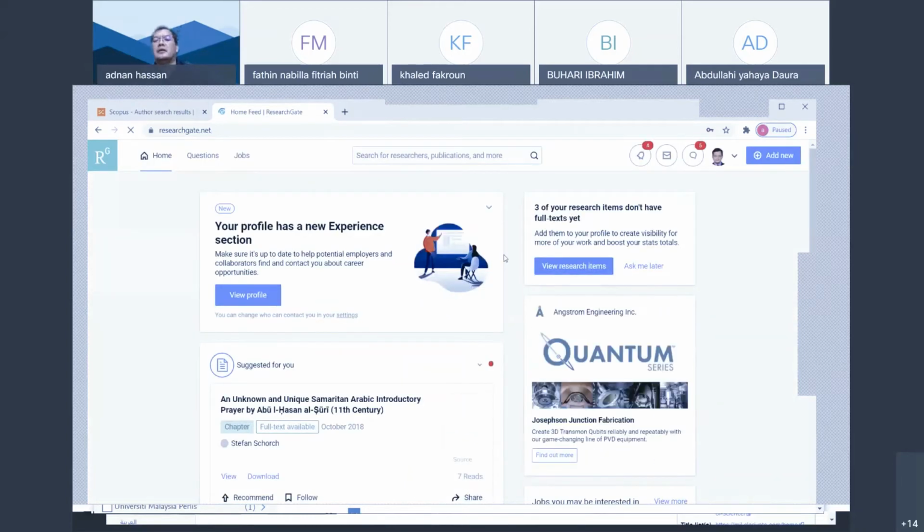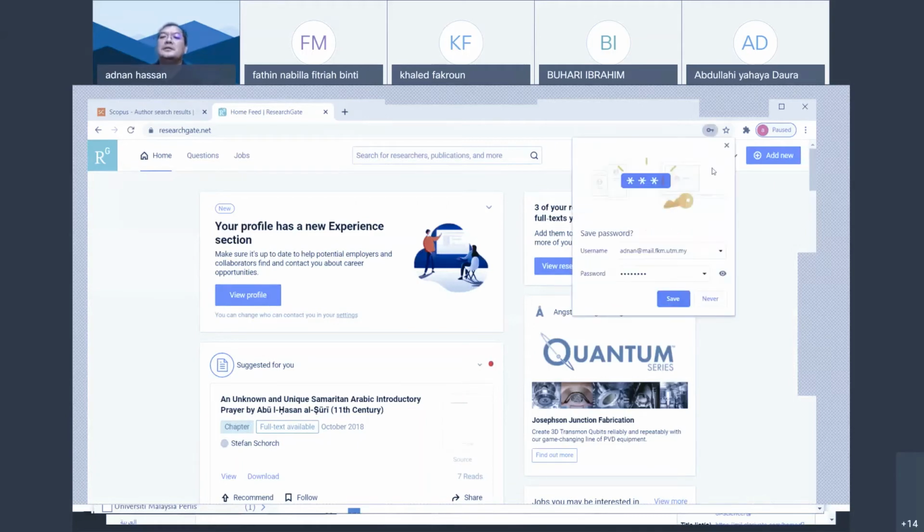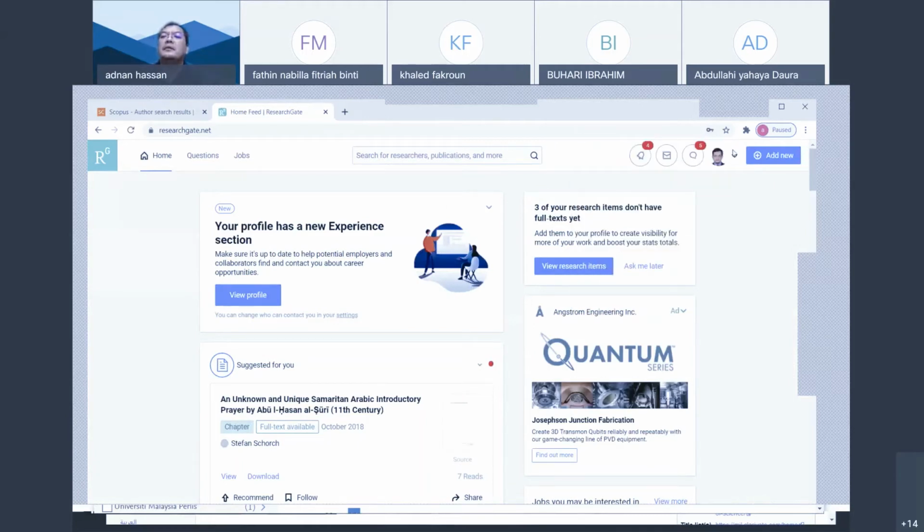Yes, I got it correct. Okay, yes, ResearchGate. So you can also register yourself if you have papers in ResearchGate. You can find papers also in ResearchGate.